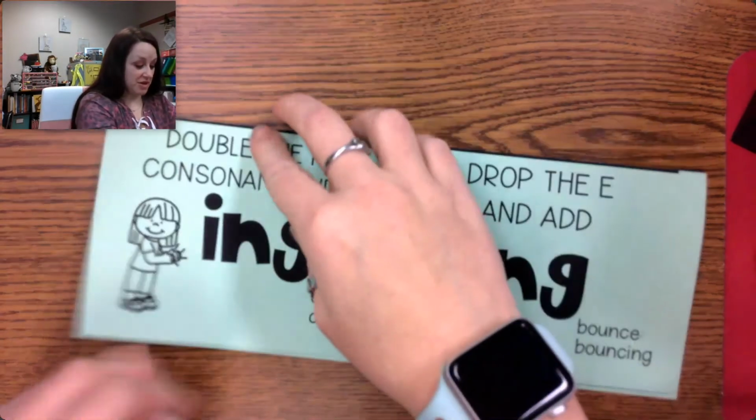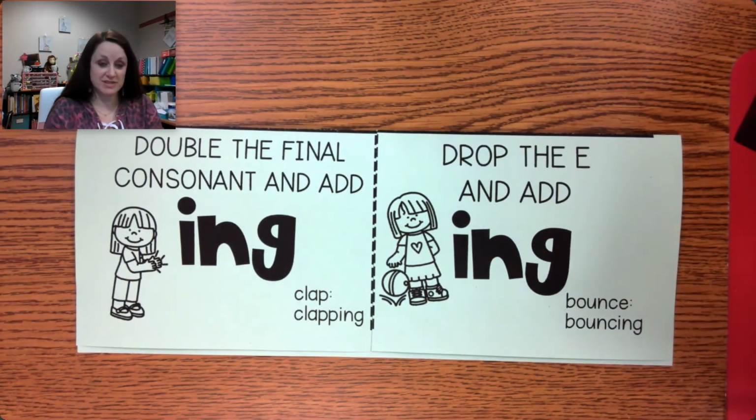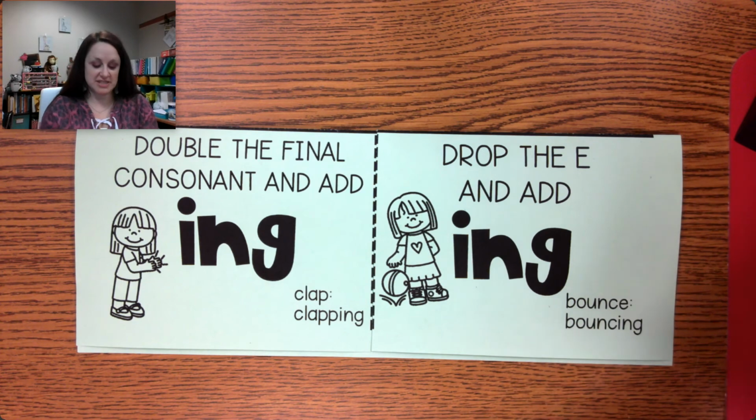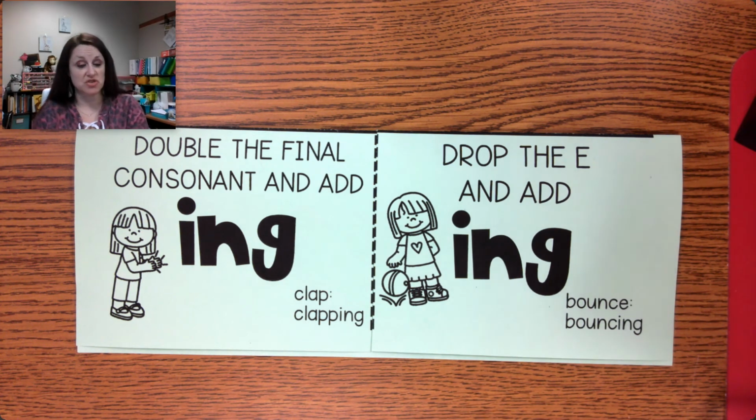You are going to go ahead and do this for the rest of the words that are on that page until you have both sides filled with words that you double the final consonant and words that you would drop the final E before adding ing.